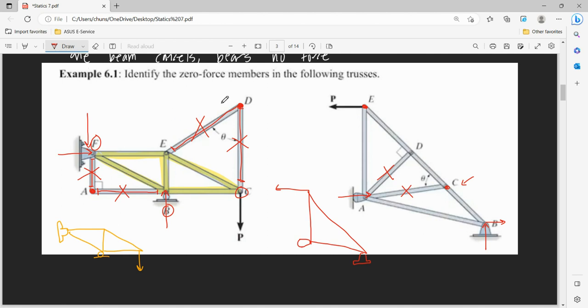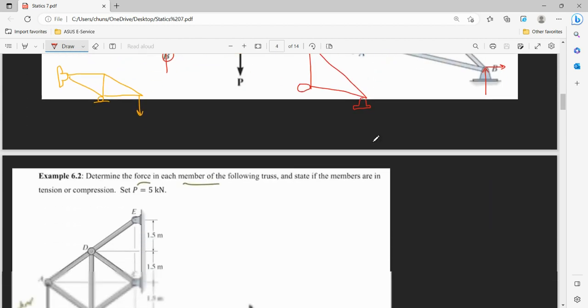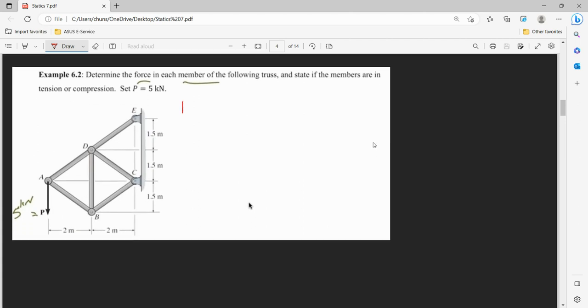So this skill is going to become useful when we're looking at trusses that have a lot of different members on them, and it's going to simplify the amount of unknowns that we need to solve for. Okay, so we're going to start with this question here. The very first step is identify zero force members. This is a good rule of thumb for your first step because it'll make the rest of the equation a lot easier.